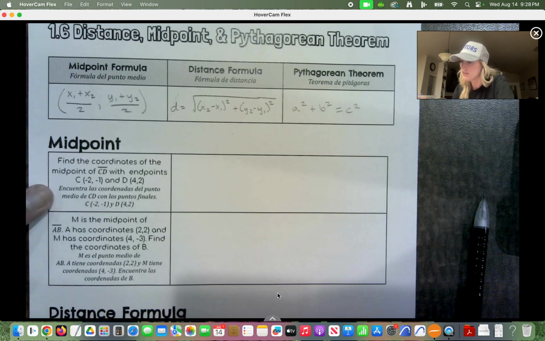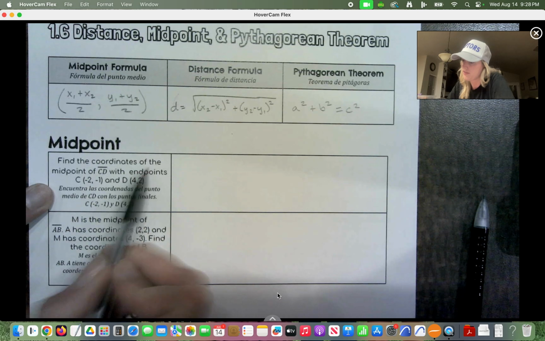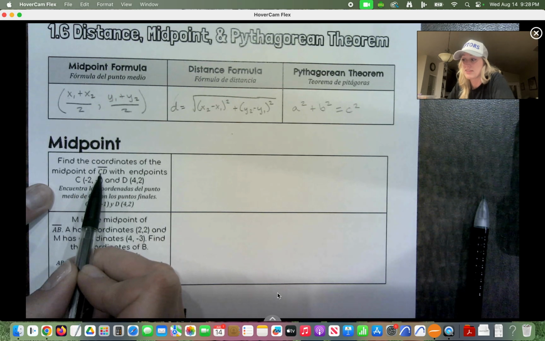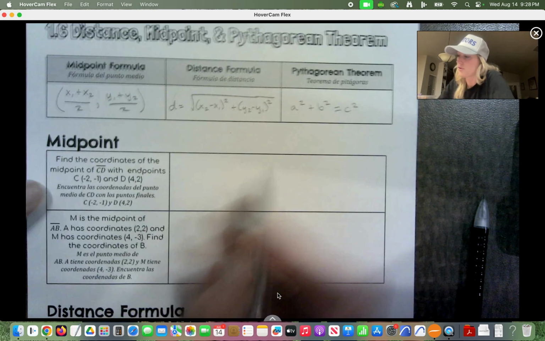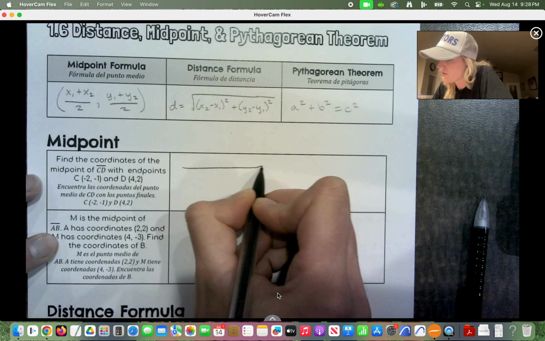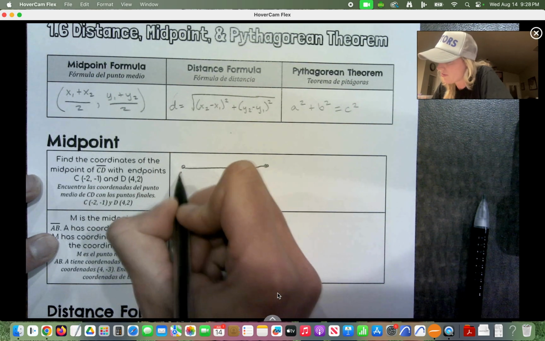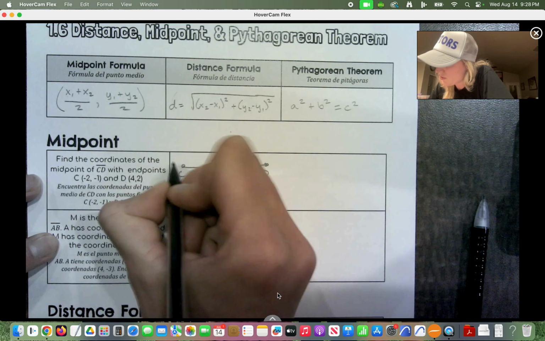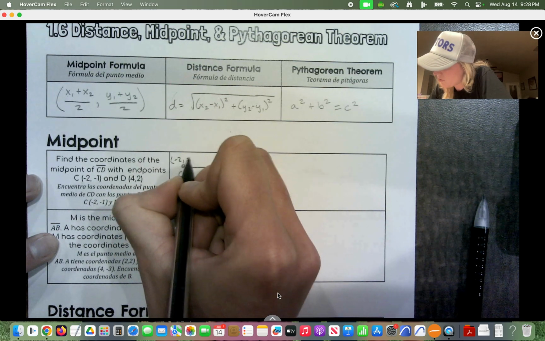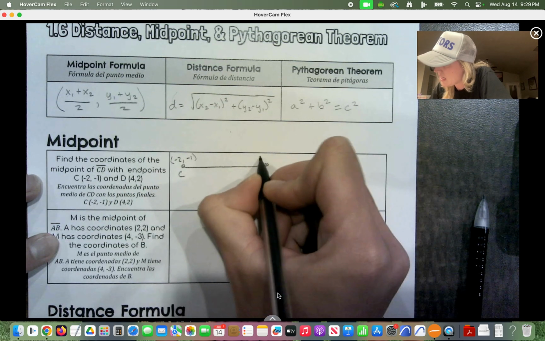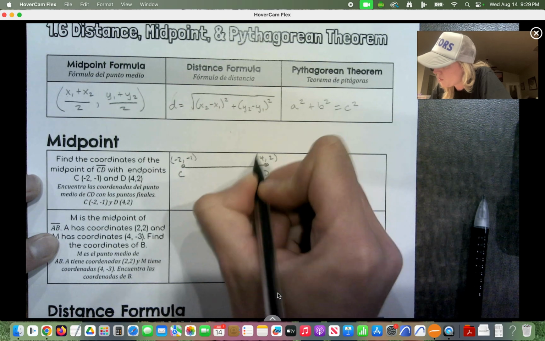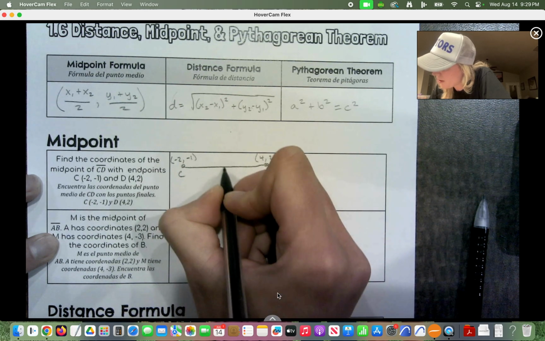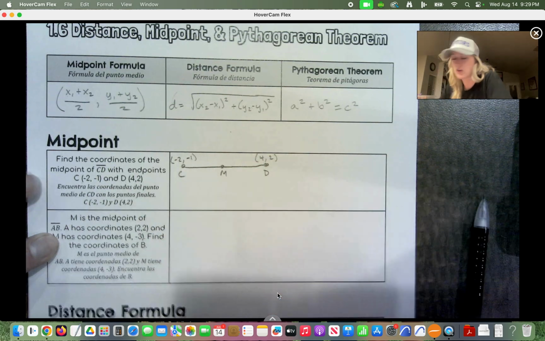So this says find the coordinates of the midpoint of segment CD given those two endpoints. Okay, so I'm just going to draw that so you guys can see what it's talking about. So we've got C, D. C has coordinates -2, -1. D has coordinates 4, 2. We want to find the coordinates of M, the midpoint. I'm going to call it M.